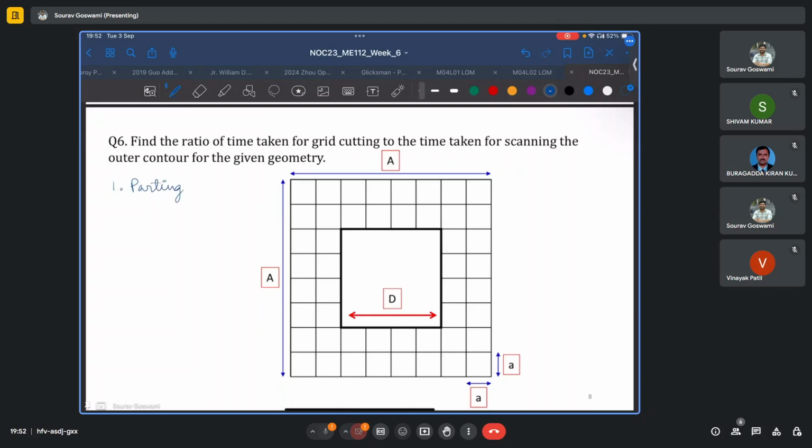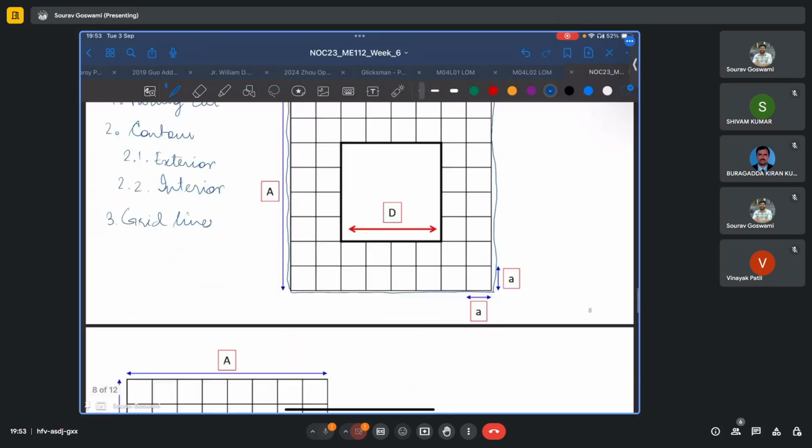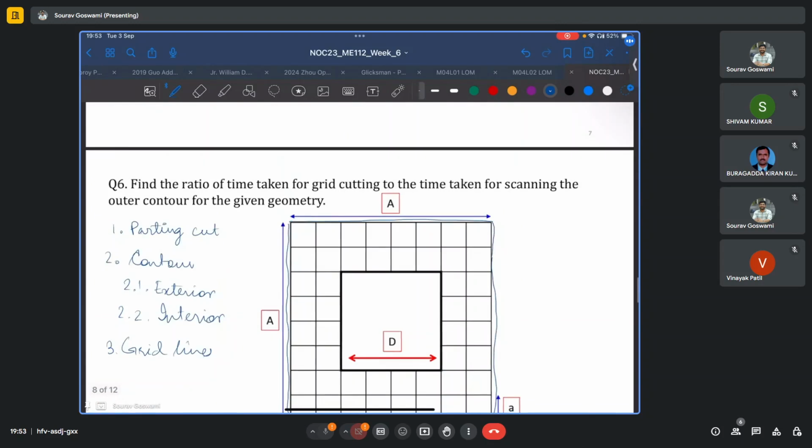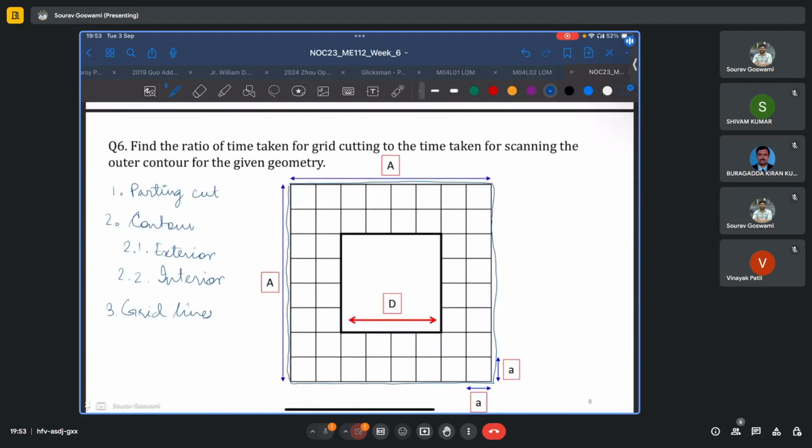the parting cut, which had to be made, which is this contour, the contour of the cuboidal or cubical build. Next was the cutting of the contour itself, and there might be exterior contours and interior contours. And then you have these grid lines, which are utilized for the later decubing operation. You have to find the ratio for scanning the outer contour and the grid cutting.